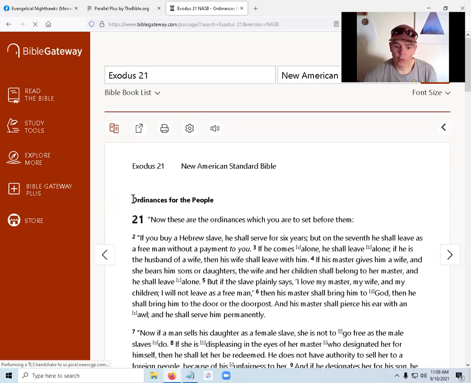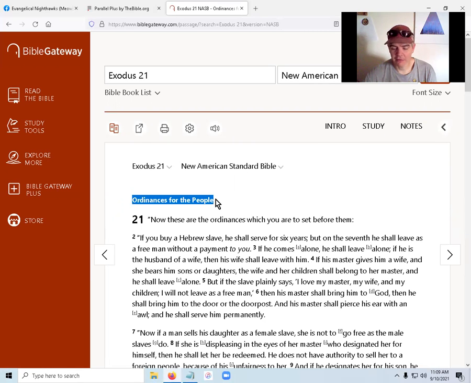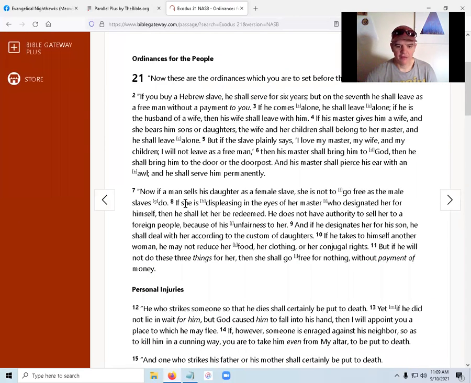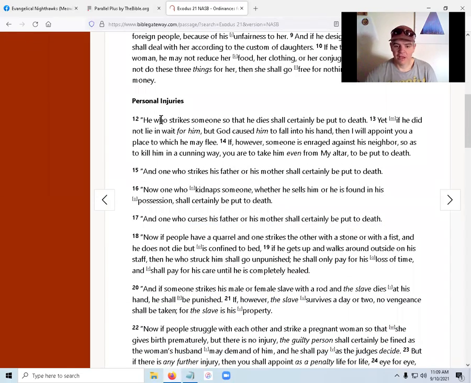Exodus 21, ordinances for the people. Okay, remember, that's the subtitle, not in the Bible. Now, these are ordinances which you would set if you buy a Hebrew slave. So it tells you all the stuff about buying a slave. If a man sells his daughter as a female slave, that tells you all about that stuff. Personal injuries. He who struck.